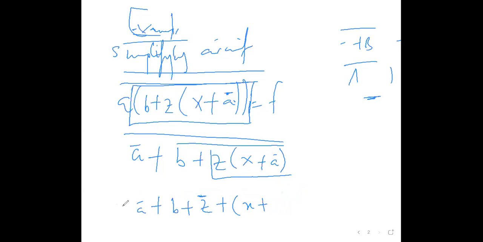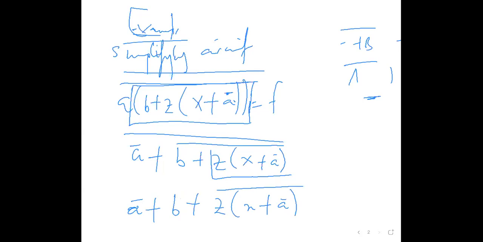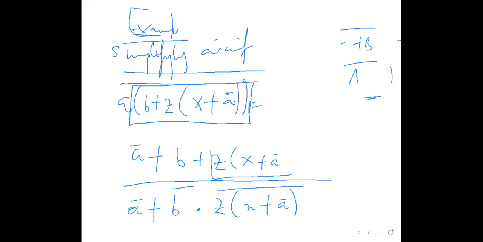Okay. All right. This is the same as A bar plus B plus Z, X plus A bar. Like this. Can we do this? Can we remove this and put an end and put something like this, with another bar on top? Is this possible? Applying De Morgan's. Okay, I'll just continue. There's someone in the chat. It's possible. Thank you very much.